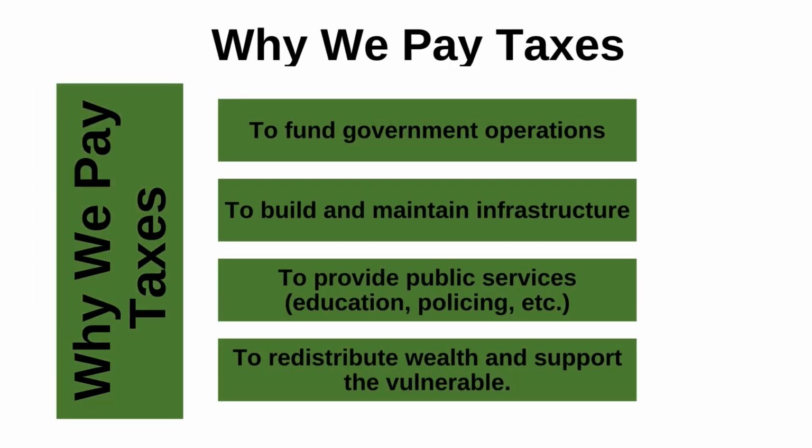Now the question: why do we pay tax? As I told you in the previous slides, the first purpose is to fund government operations. There are many government operations, as I told you; healthcare, education, social welfare are some of them. Then to build and maintain infrastructure, as you know, infrastructure requires heavy investment, so tax is one of the sources. Then to provide public services, as I told you, education, policing and healthcare. These are the areas where government spends the money collected through tax. Then we have to redistribute wealth and support the vulnerable. How we can redistribute the wealth to achieve the goal of social equity.